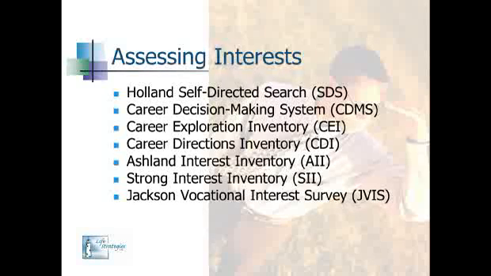The Career Decision-Making System is a great tool. It's available paper and pencil. It's pretty cheap, and it's a nice tool. It's also Canadian. There's also the Career Exploration Inventory, the Career Directions Inventory. The Ashland is low literacy. I personally found it really hard to do the Ashland. I didn't understand some of the drawings. But it is designed for low literacy because it's more picture-based than word-based.